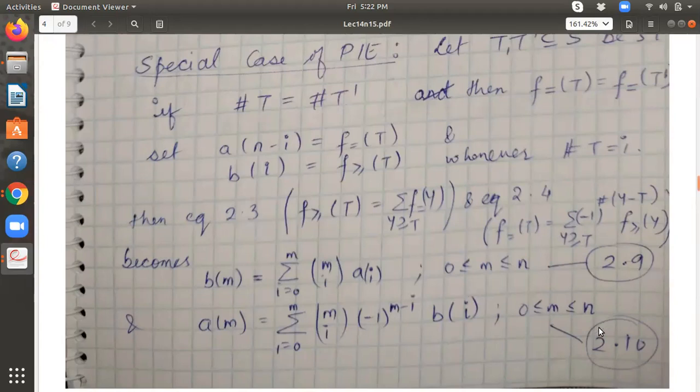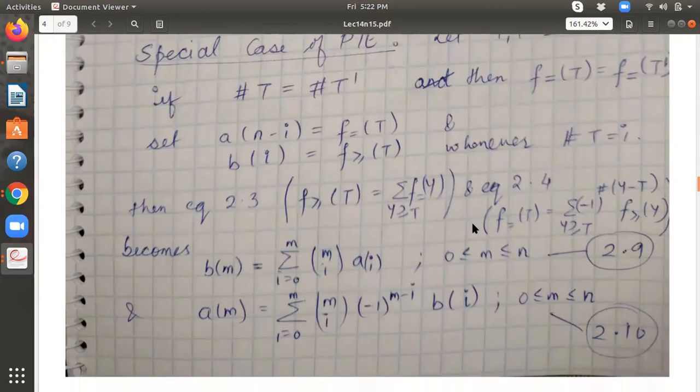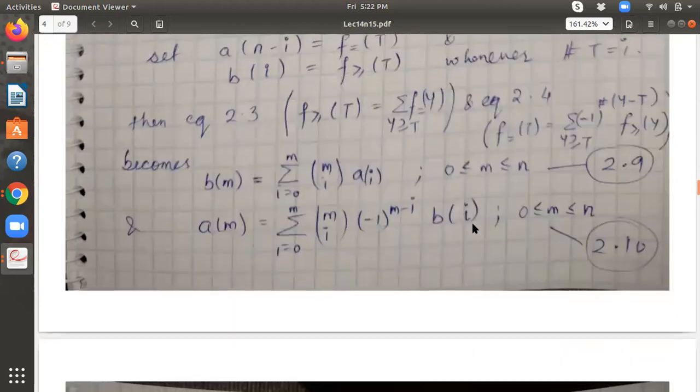This is 2.9, 2.10. I have kept all these equation numbers the same as they are in the book, so that if you have to go back and read more details from the book, you can refer to them as they are. You'll not have to sit down and match them.